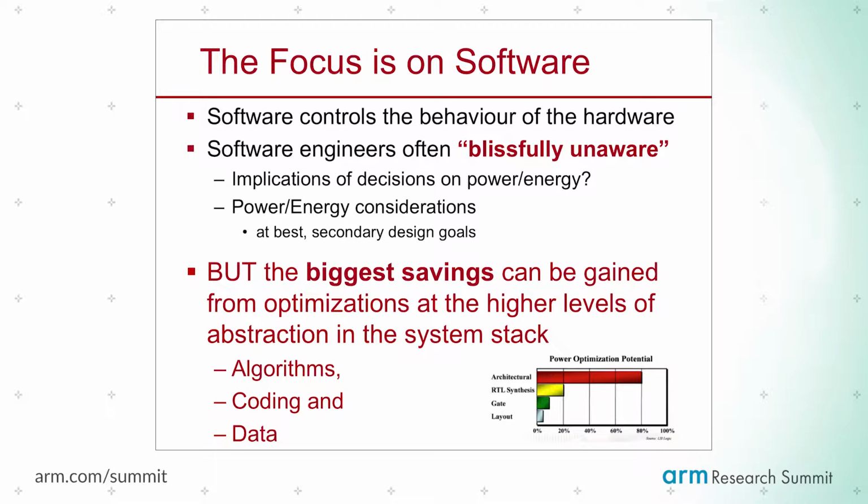But most software engineers, let's face it, are blissfully unaware of how the decisions they make impact on energy and power. If you're lucky, energy and power are secondary design goals in a software development process. But that doesn't get us away from the fact that the biggest savings can be gained from optimizations at the higher levels of abstraction, and that includes software. And by that I mean algorithms, coding, data types, and data structures.